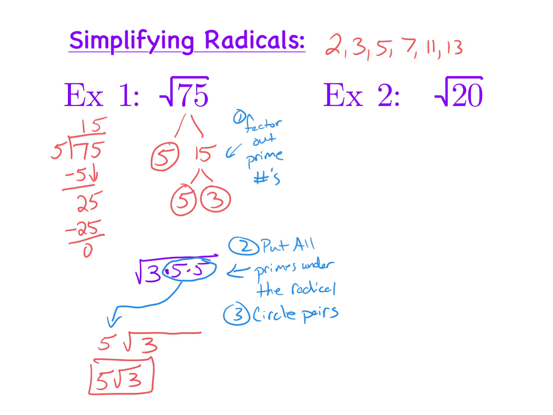Once you get all the pairs, all the married ones, and they leave, they go outside. Then you have all the singles inside. And if you had multiple, so say you had a 3 and a 7 underneath, what you would do is multiply those out. So if it's 3 times 7, you'd say 21. But since it's just 1 and 1, there's nothing to multiply out here. So it's just 5 square root of 3. So your last step there, I'll put pairs outside and singles inside.